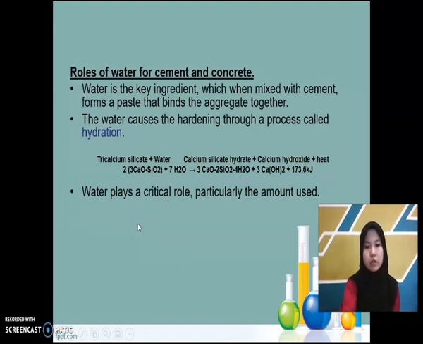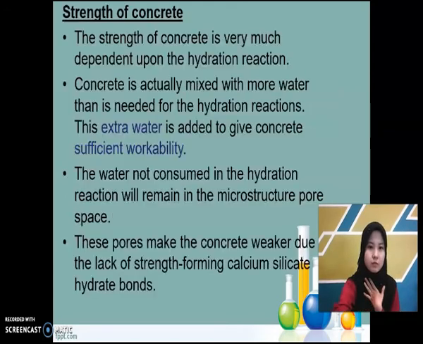Water plays a critical role, particularly the amount used. Why? Okay, let me tell you briefly. The strength of concrete depends on the amount of water used. If we use the amount of water a little, the strength will depend on the amount of water. Okay.